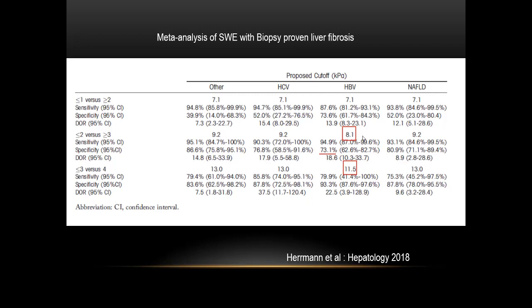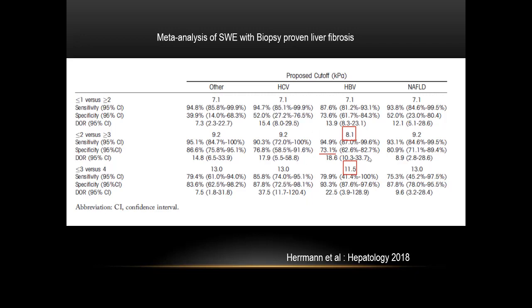And if you see this cutoff, it has very high sensitivity, 94. However, the specificity is 73. That means if you use the cutoff for significant fibrosis for hepatitis B, 1/4 of the patients have a false positive. That means 1/4 of the patients got falsely high elastography, and we may overtreat the patient.